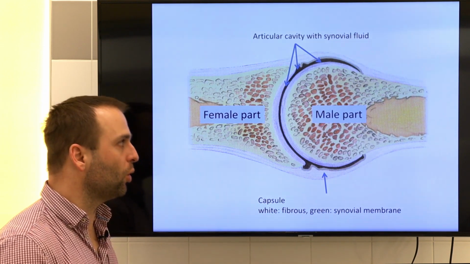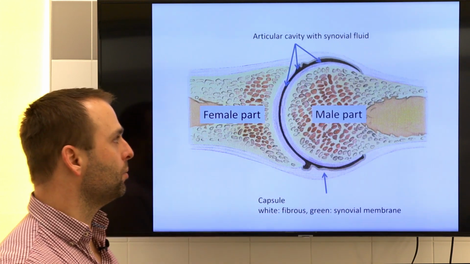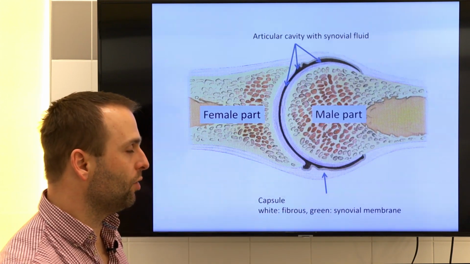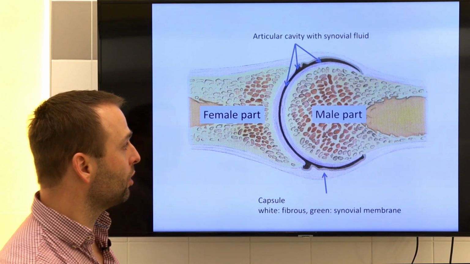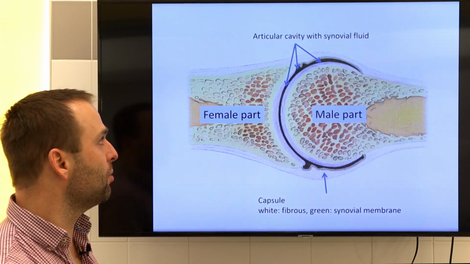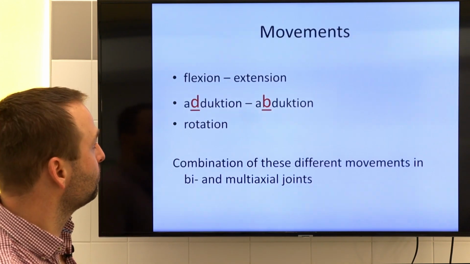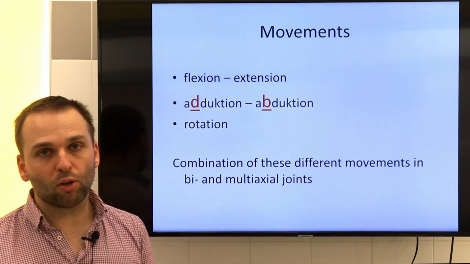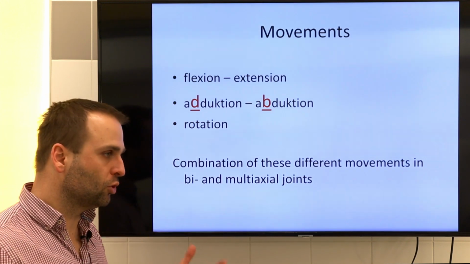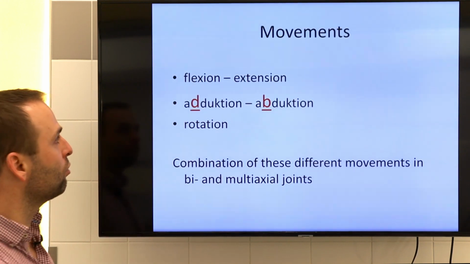In a lot of the joints, you consider a male part of the joint, so one of the articular surfaces is considered the male part and the other one is considered the female part, but that does not apply to all of the joints. Okay, let's talk about movements. So joints can produce movements. What are the terms to describe movements?